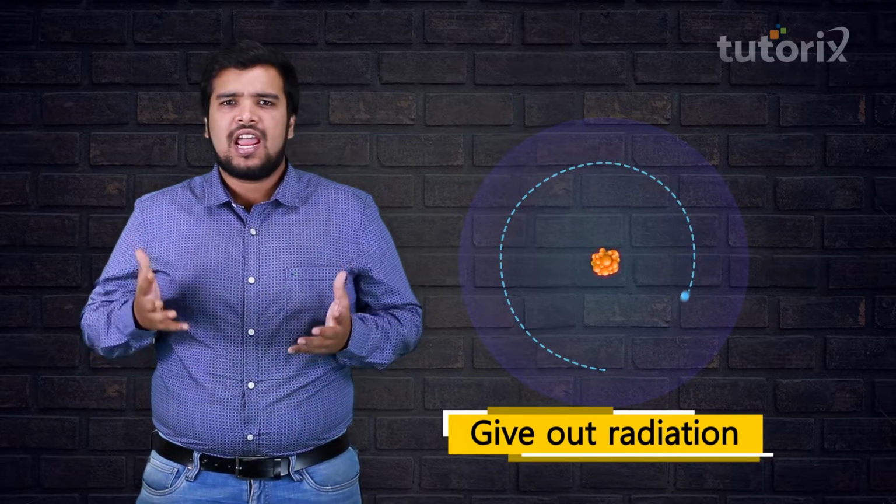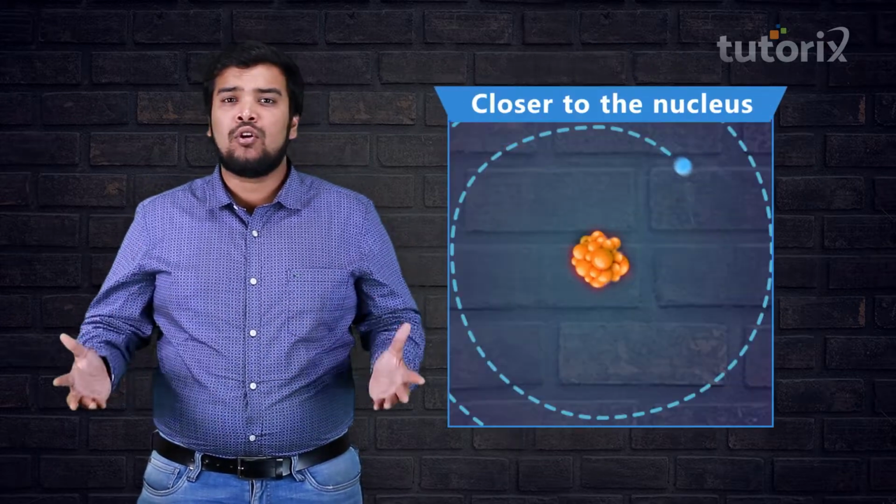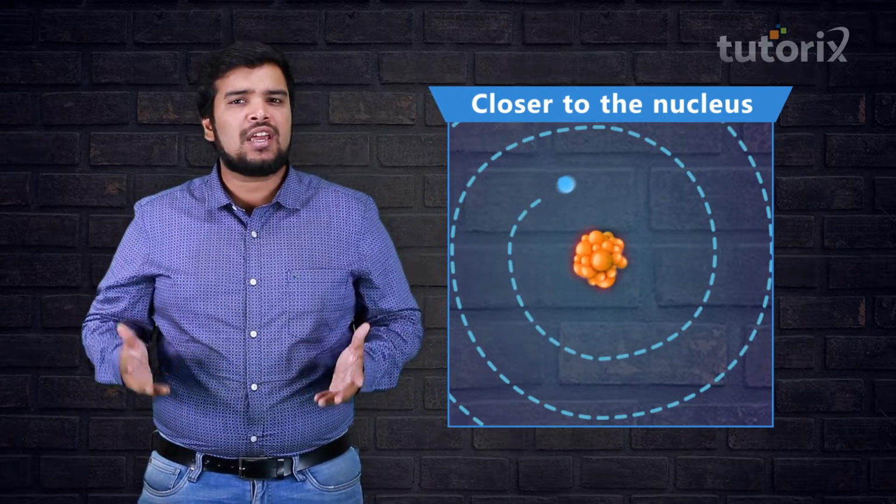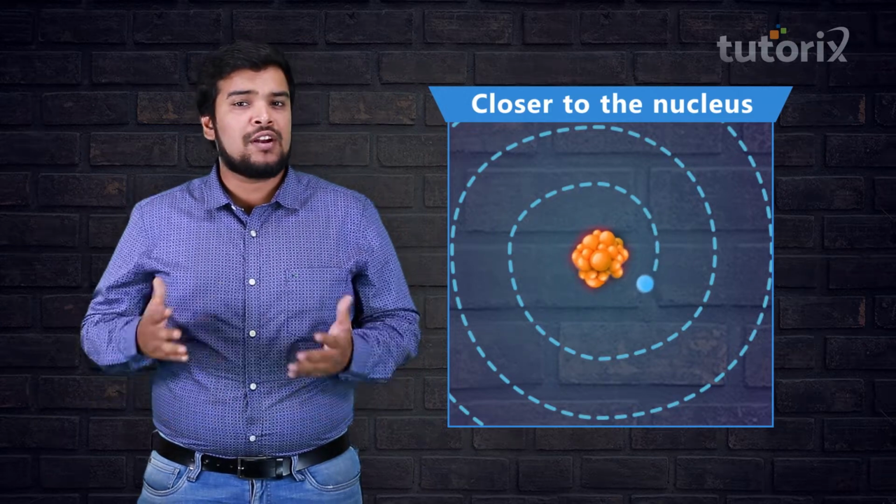But there was a problem. It was known to scientists that if a charged particle moves in a circular path, it gives out radiation. So similarly, if an electron is revolving around the nucleus, it would also give out radiation. If the electron is giving out radiation, then it will lose its energy and therefore it will come closer to the nucleus. So if the electron keeps on revolving around the nucleus, it will keep on giving out radiation. Therefore, it will keep coming closer and closer to the nucleus and eventually fall into the nucleus and the atom will collapse. But on the contrary, we already know that the atom is in fact extremely stable.